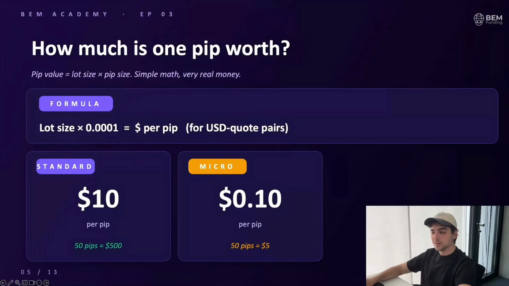This is where it gets real. Pip value is how much money 1 pip is worth in your account. The formula is simple. Take the lot size, multiply by the pip, usually 0.0001, and you get the dollar value per pip. On Euro/USD, 1 standard lot equals $10 per pip. 1 mini lot equals $1 per pip. 1 micro lot equals 10 cents per pip. So a 50 pip move on a standard lot is $500. The same 50 pips on a micro lot is just $5. Same chart, very different stakes.